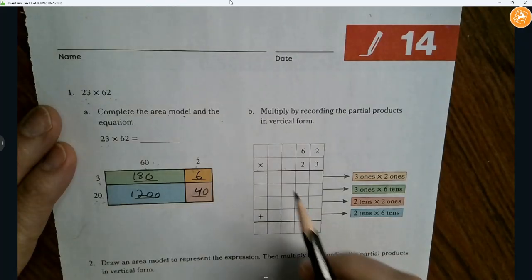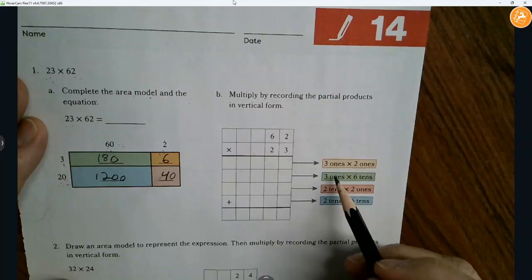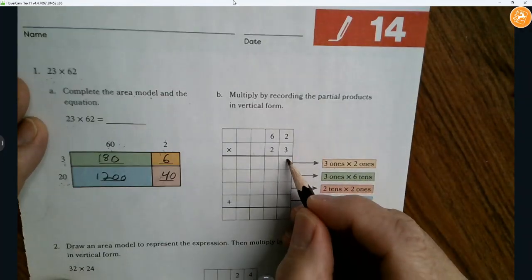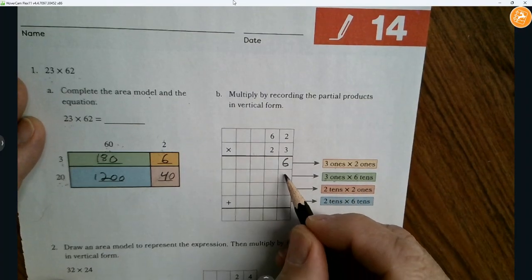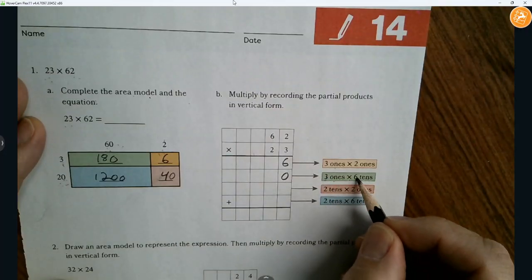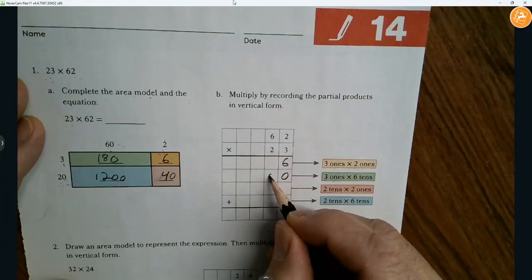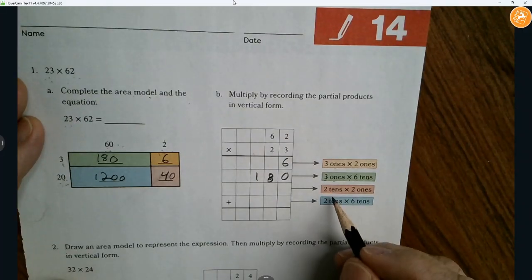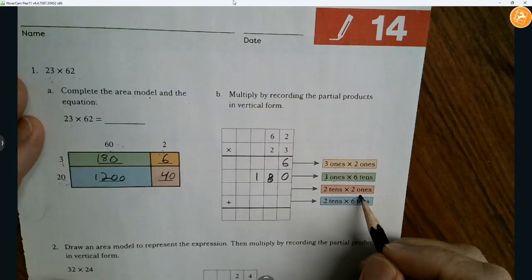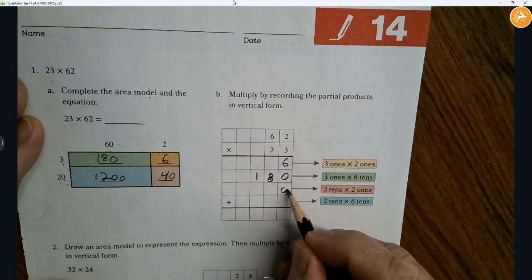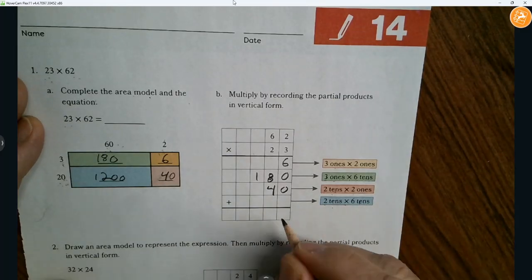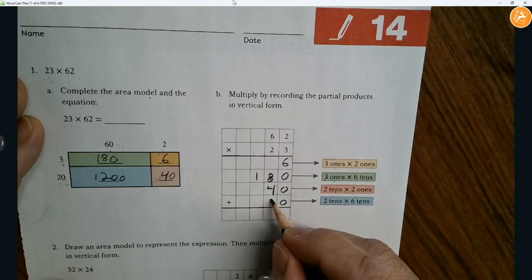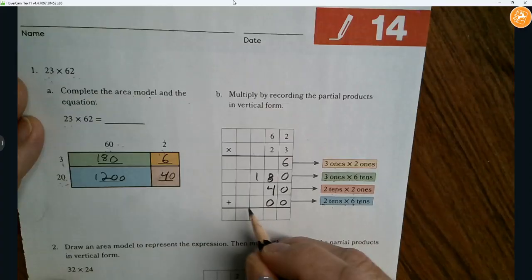But before I do that, let's do this side and we'll see if we get the same answer. Same thing over here. We have 3 ones times 2 ones, so we have 6 ones. Then we have 3 ones times 6 tens. So there's our 0. And then we have 3 times 6. That's going to get us 18. Over here, 2 tens and 2 ones. Well, we have that tens again, so there's a 0. So 2 times 2, 4. And then we have 2 tens times 6 tens. So there's a 0 and another 10. So now we have 2 times 6 is 12 again.